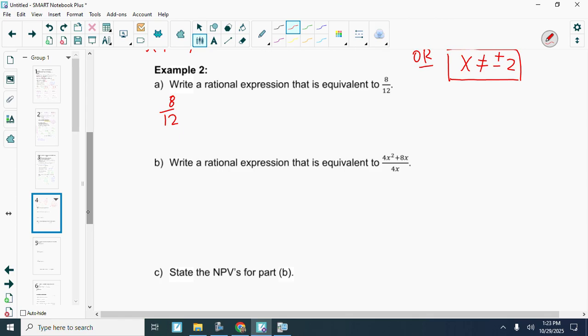Somebody be brave and tell me what they would do. You don't have to tell me what it is. Just tell me what you would do to get an equivalent fraction to 8/12. What would you do? Oh, you're mean. Okay, you could. Because he said it, we're going to do it.